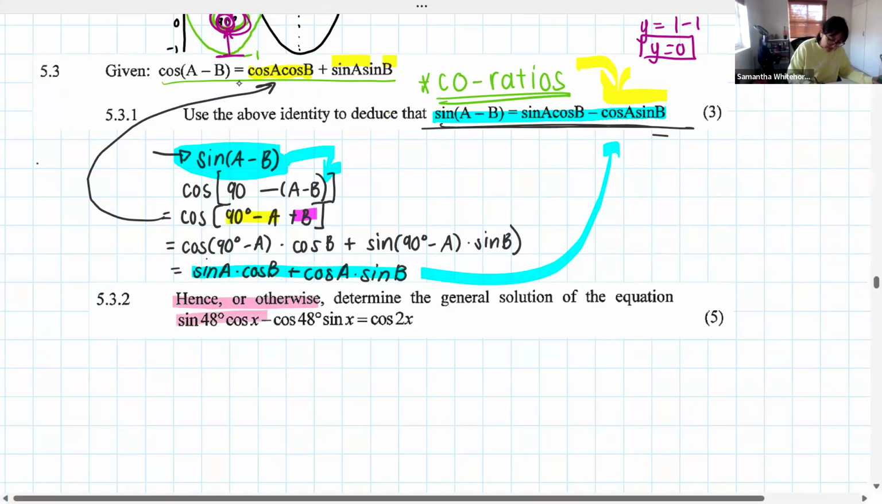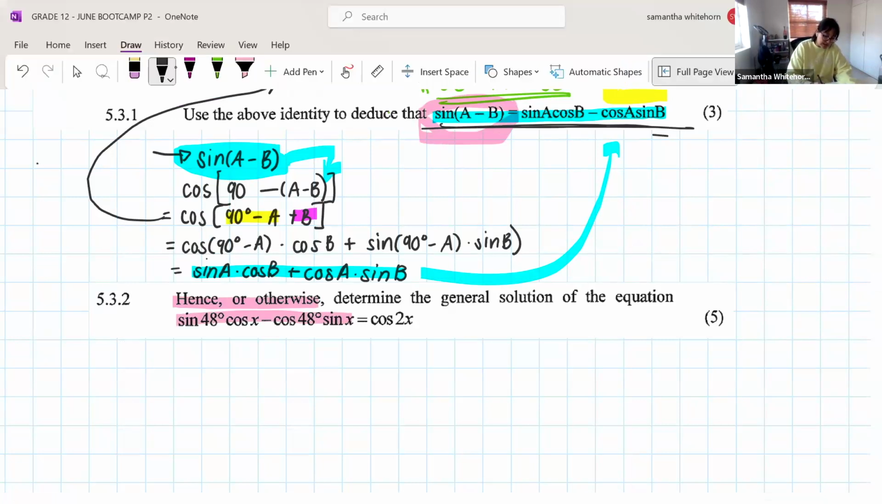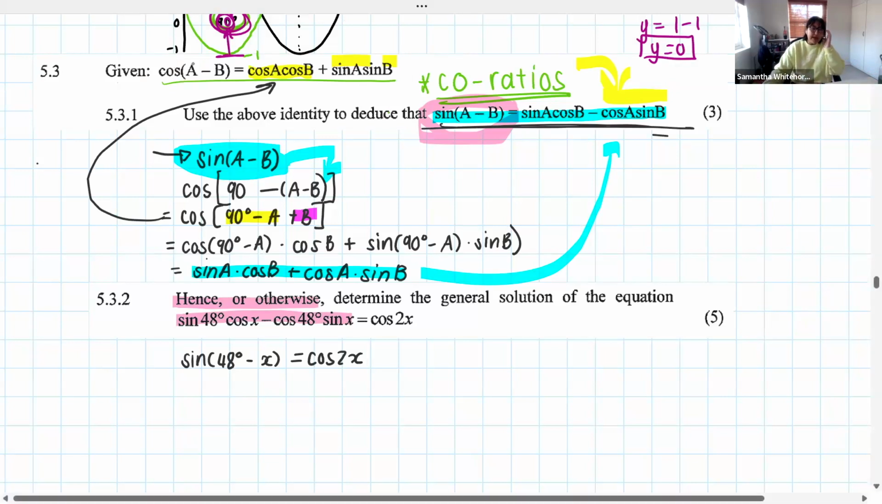Okay, this is the situation I'm not so keen on, but this situation is equal to sine A minus B. We have just proven that. So what we can now go do, it's sort of like the identity thing. If we know it's equal to that, let's use the simpler version. So we can now write this as sine 48 minus x is equal to cos 2x. That is already a much easier equation to be working with. And now we have to start thinking about our general solution.